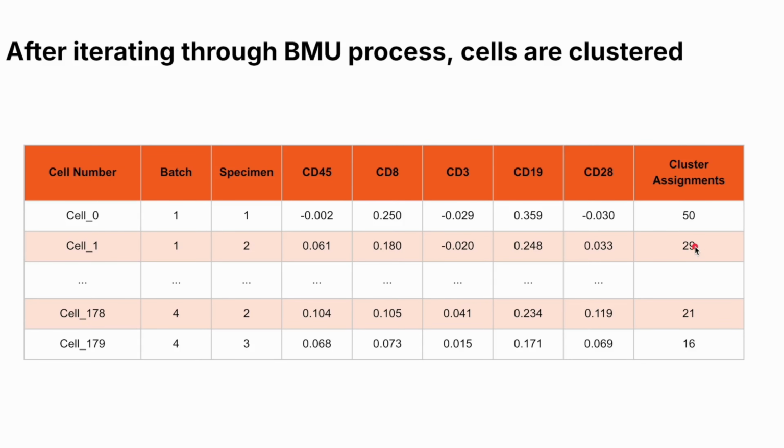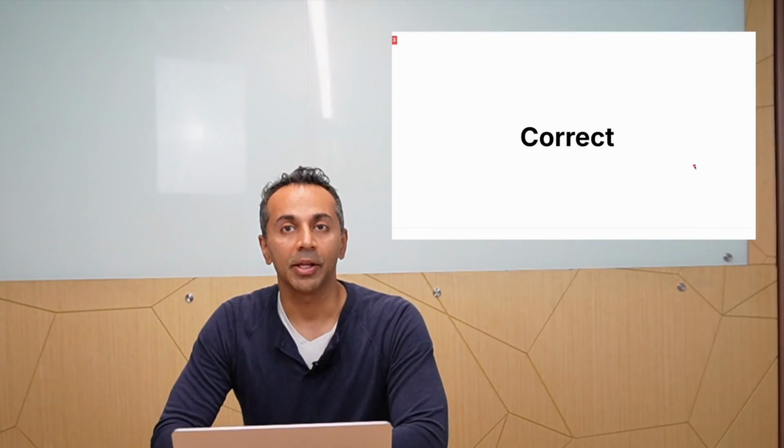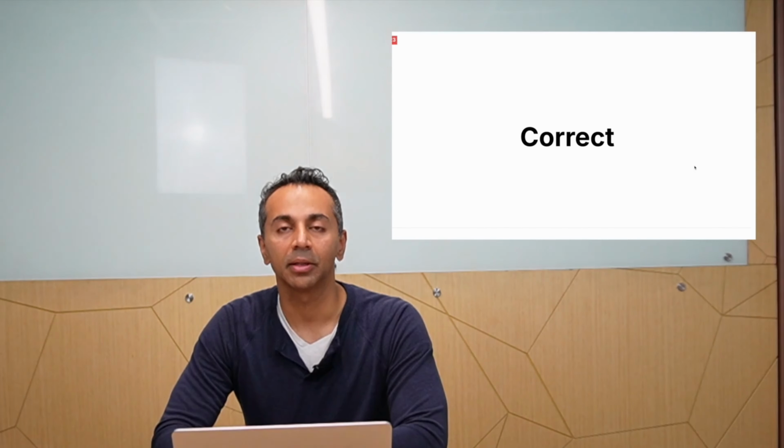So the end result of this is that the cells are clustered and assigned. For example, cell 0 is assigned to cluster 50, cell 178 is assigned to cluster 21. So now you have a bunch of different cells in different clusters. And now we're ready for the correction step. So we did 2 pre-processing steps. We normalized the data, we clustered the data, and now we're ready for batch correction.